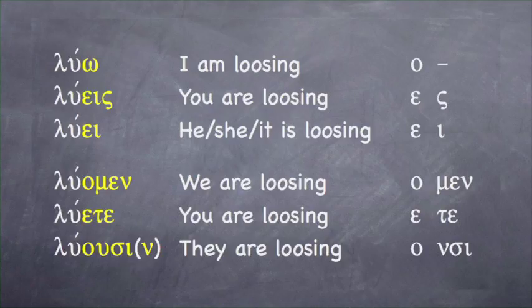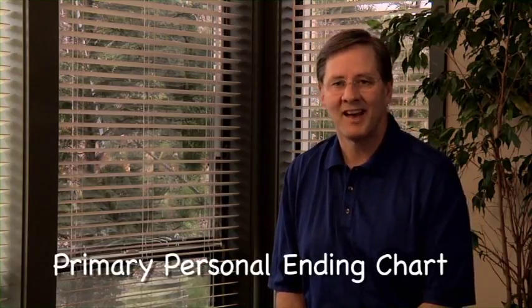And so you memorize luo, lueis, luei, luomen, luete, luousi. All right? So that's how the paradigm works, and that's what you need to be memorizing. Okay, let's get a little more into detail on what I mean by primary active.